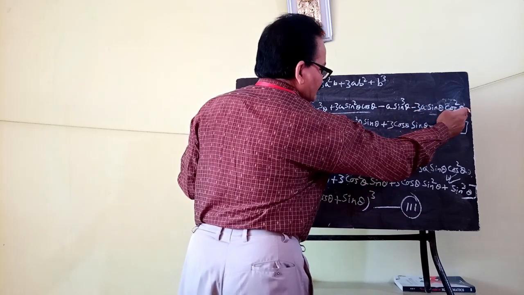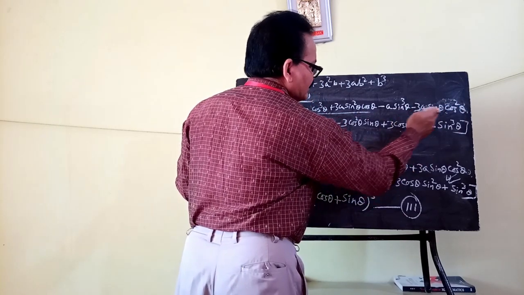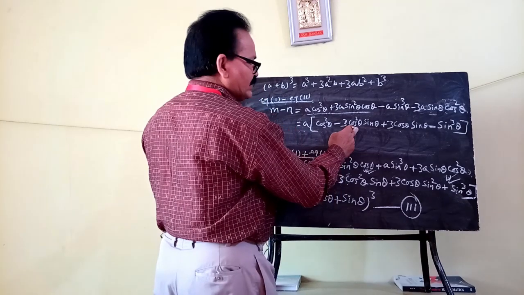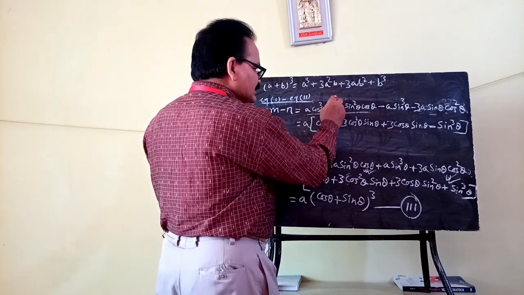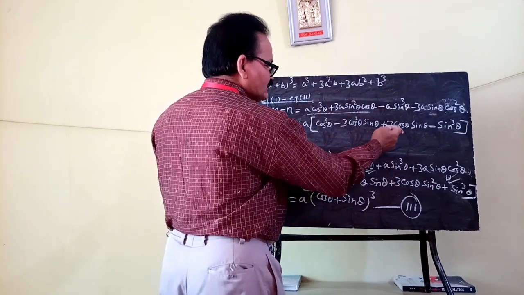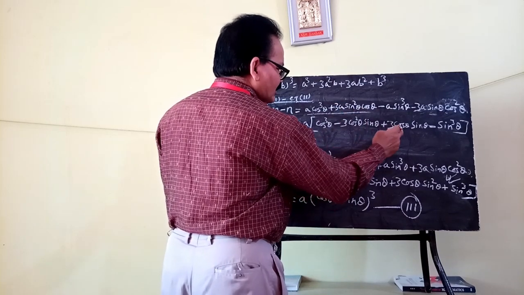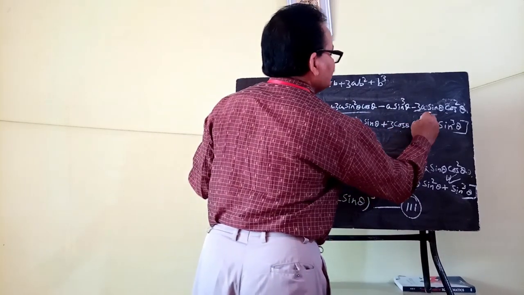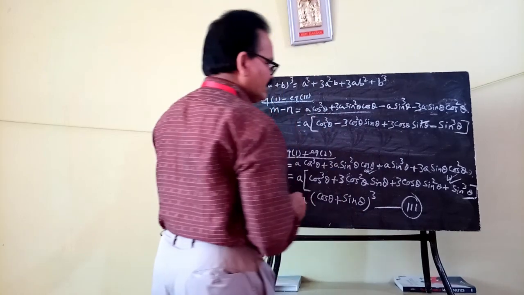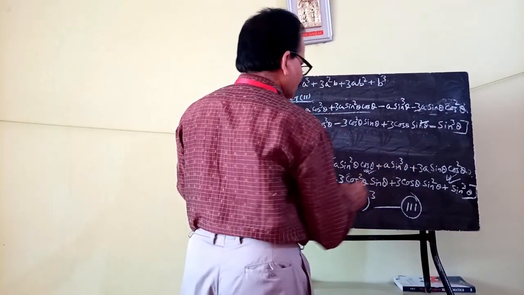3a sin theta cos square theta. A taken common, then 3 cos square theta into sin theta is this one. Then this is your plus. Plus part is this one. So you have written 3 cos theta sin square theta. Okay. Then minus sin cube theta.